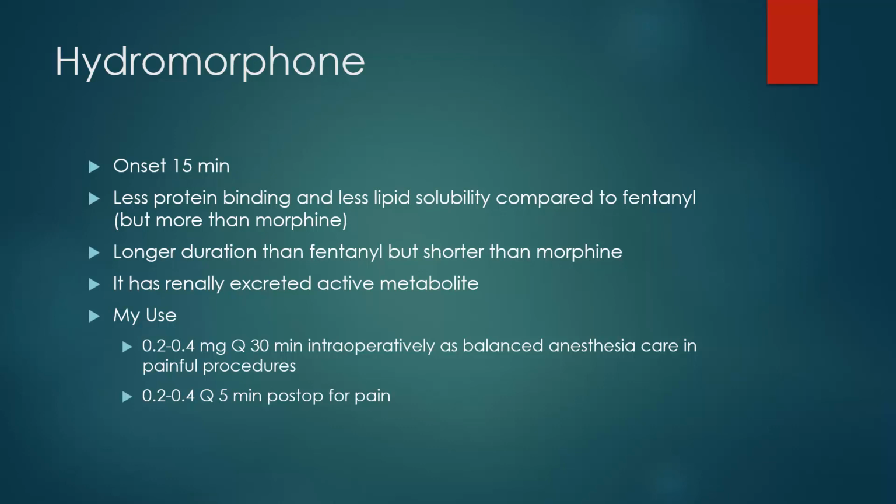And when I use hydromorphone, I usually use 0.2 to 0.5 milligram every 30 minutes intraoperatively if I'm using balanced anesthesia care, especially in painful surgery. So I don't use it often, but sometimes in painful surgery I do. And the other time is post-op for pain, and usually 0.2 to 0.4 every 5 minutes.